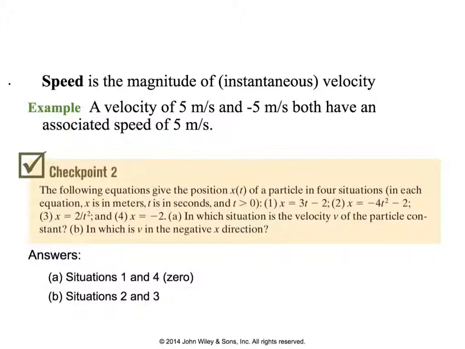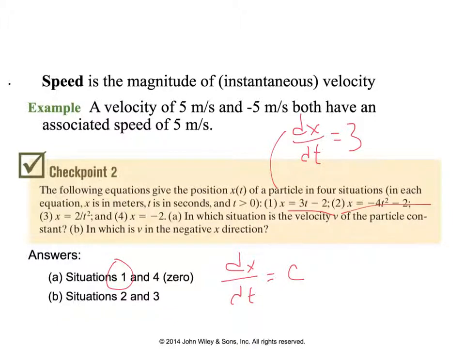So in these 4 situations, we have different position functions, and we want to know in which situation the velocity of the particle is constant. Well, that means when is dx/dt equal to some constant, or just some number. Let's look at number 1. The derivative of 3t minus 2, dx/dt here, is just going to equal 3, and 3 is a constant, so situation 1 gives us a constant velocity.